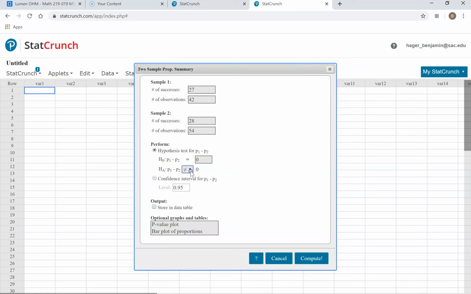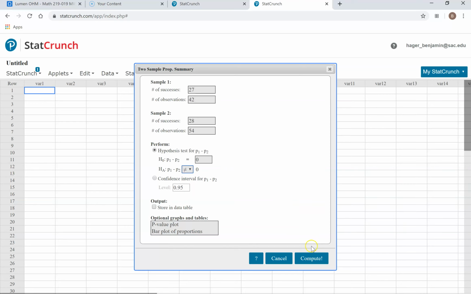Or that there is a difference, so the difference between them is not 0, meaning it's something else. Again, this doesn't test to say that men like vanilla more than women or women like it more than men. This is just going to say there's a difference. You would need to use an inequality symbol to figure out that other question.